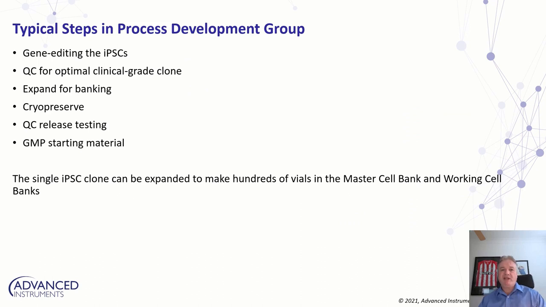So what are the typical steps for a process development group? I'll put this in the form of a workflow in a minute, but most customers will be doing gene editing of the iPSCs, either single edits or multiple edits. They'll then go through a QC procedure for getting the optimal clinical grade clone. They'll expand for banking, then freeze this down or cryopreservation. They'll do QC for release testing, and then we have our GMP starting material. And bear in mind, the single iPSC clone can be expanded ultimately to make hundreds of vials in the master cell bank and working cell banks.